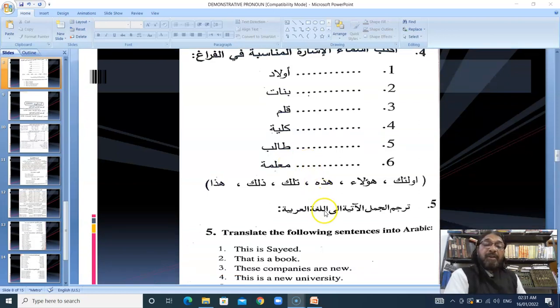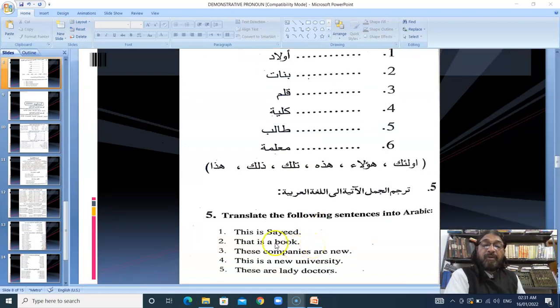Then after, the translation, which will be asked in the last bit, which is bit number 16 for 5 marks. So 5 English sentences are given here. You have to translate in Arabic. This is Sa'id, Haza Sa'id. This is a book, Haza Kitabun. And these companies are new.